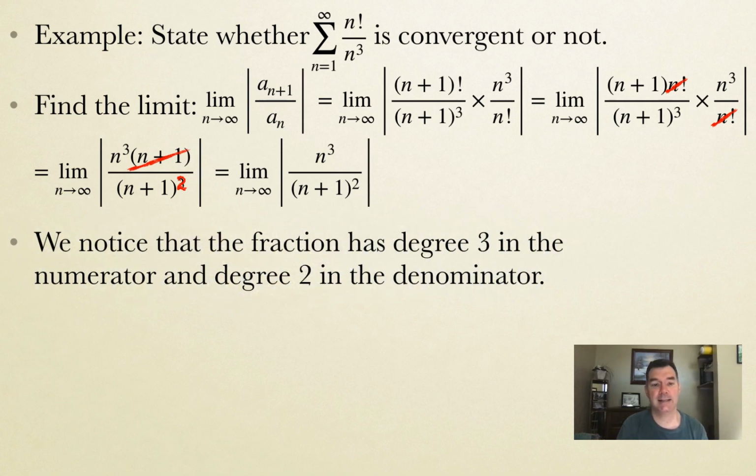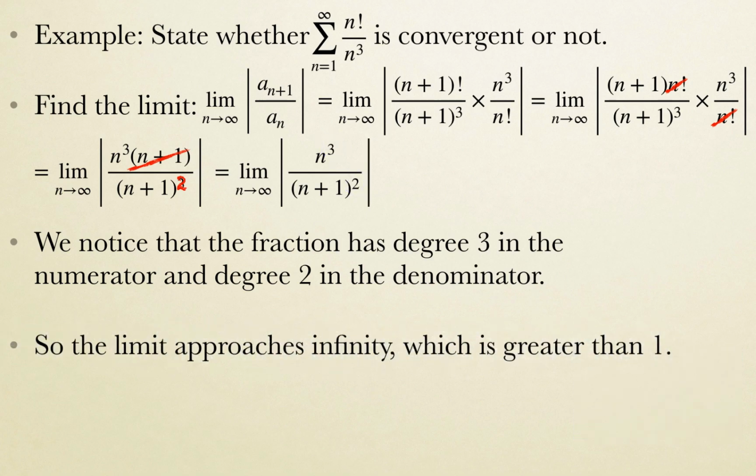Okay, so let's look at this. I notice that the fraction has degree 3 in the numerator and degree 2 in the denominator. So what that means is, since the degree is higher on top, the limit approaches infinity, and that is greater than 1. So that series there is divergent.